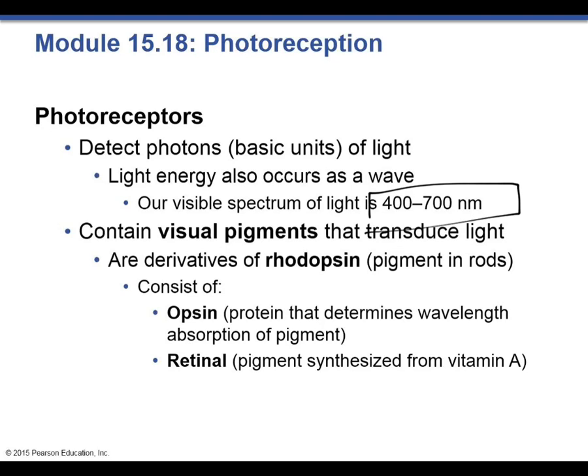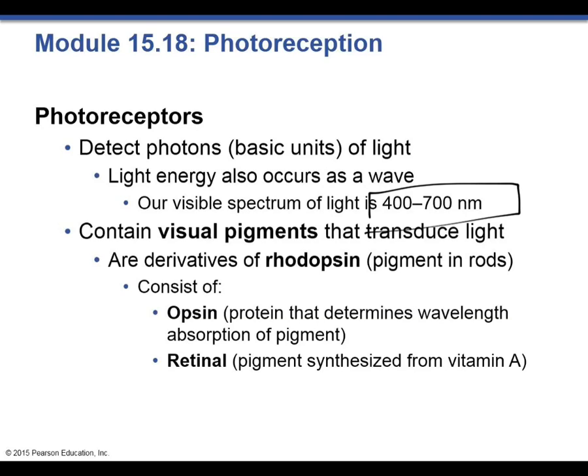Some animals can see outside of that. But we're limited, human vision, to 400 to 700 nanometers. And we have those cones that are able to receive and understand that light. Okay, so we can only see light in that range.